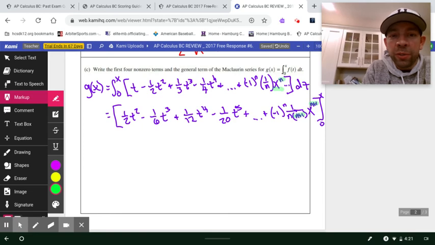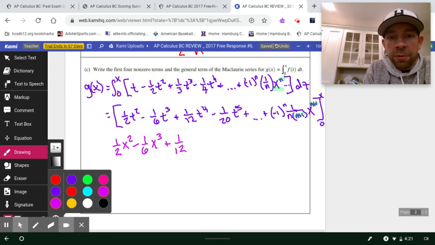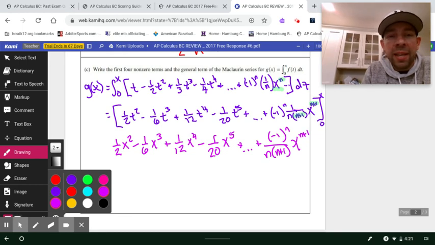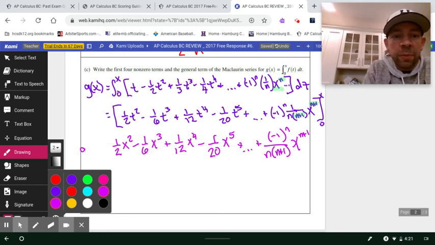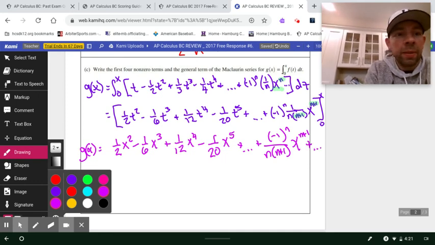So if we just go through and substitute an x for all of those t's, we're going to be done. We're going to be in good shape. So it's going to be 1/2 x squared minus 1/6 x cubed, and so on, and then (-1)^n divided by the quantity n plus 1, x to the n plus 1. And that is our g of x function. And if I'm going to say g of x equals, I might want to put an ellipsis there at the end. All right, we're cruising.